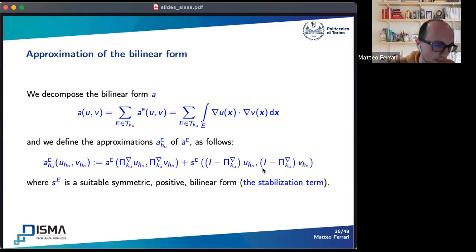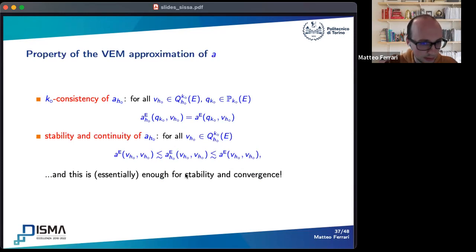Even if we know that there are better choices, we have used the so-called dofi-dofi, simply the sum of the product of the degrees of freedom. And for our examples, it works. From the theoretical point of view, why everything works with these approximated bilinear forms is essentially due to two properties. We have the consistency with polynomials: if we test with a virtual function and a polynomial, then the approximated form is exactly the grad-grad of these two. And then a stability and continuity with respect to the H1 seminorm.